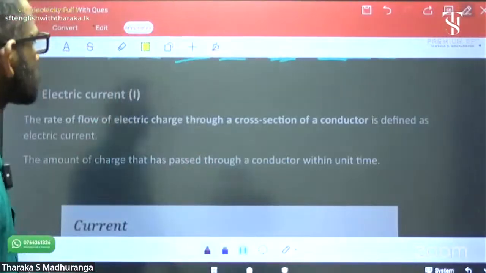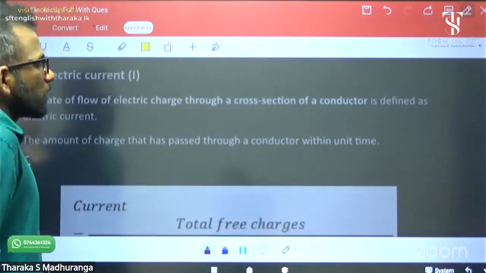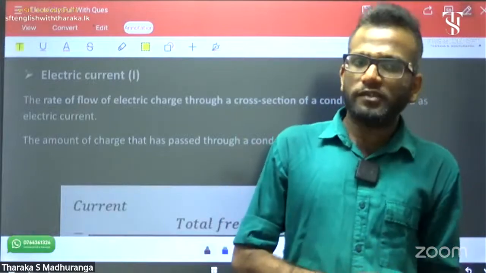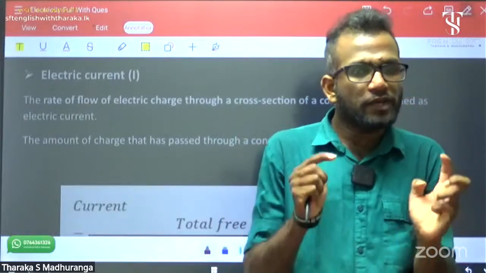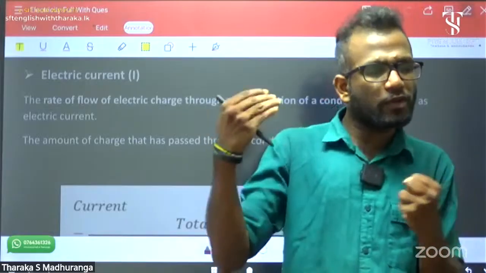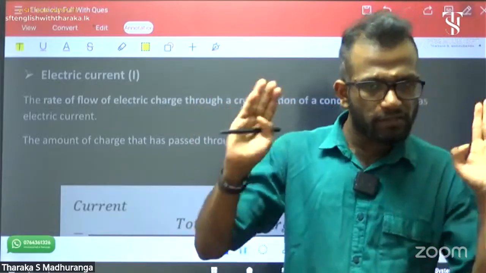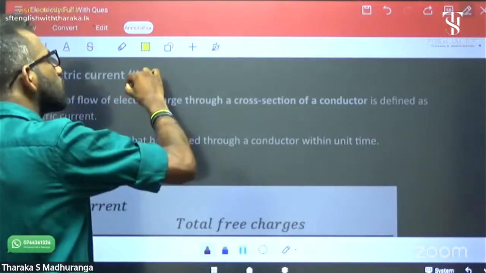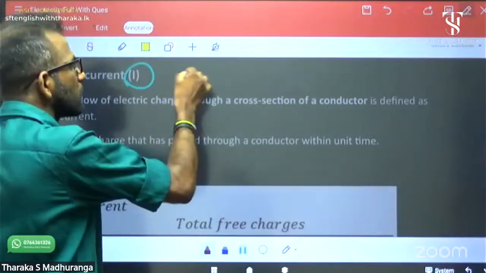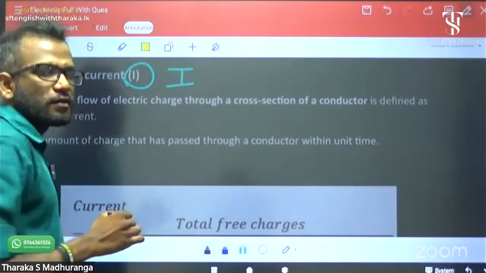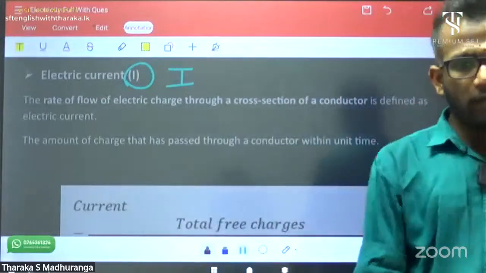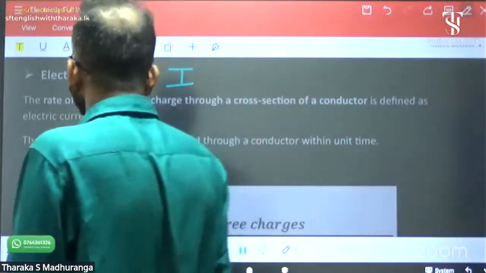Okay, now we'll move into our next part. What is the meaning of electric current? Now we already know the basic story. Remember, the electric current symbol is capital I. Capital I is the symbol, not C. Capital I is the symbol for electric current.